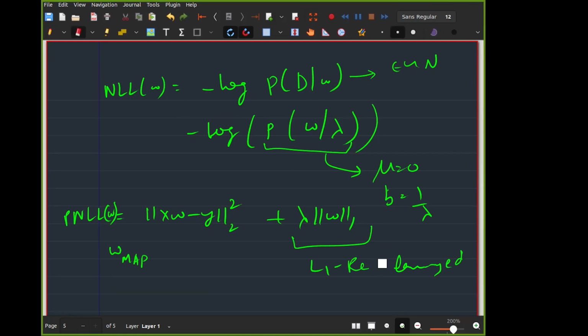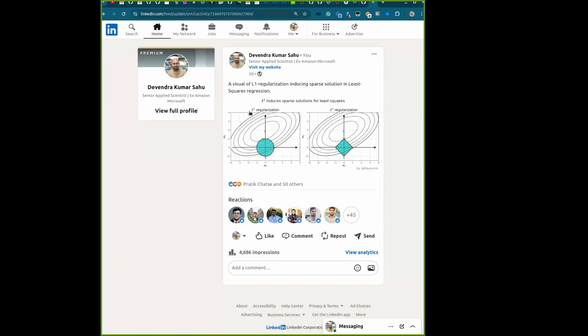Okay, I will write it down in a slightly cleaner way. L1 regularization. Okay. Now, these regularizations, which are L1 and L2, actually have a different behavior in terms of the kind of solutions they give us. Okay. So here I'm trying to show you the difference between L2 regularization and L1 regularization.